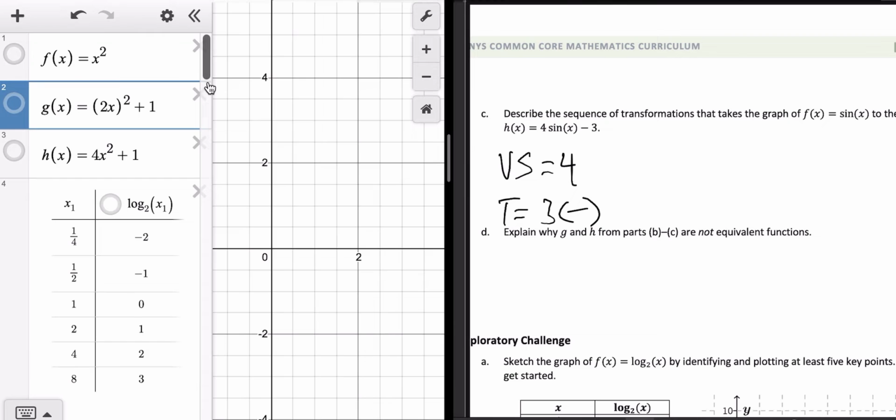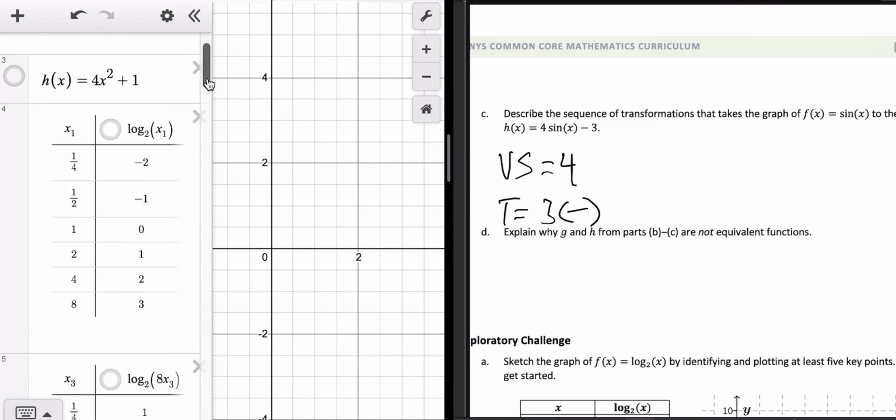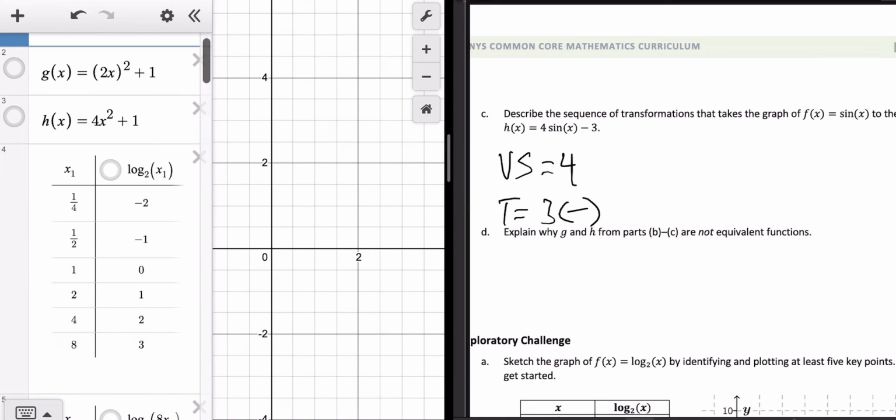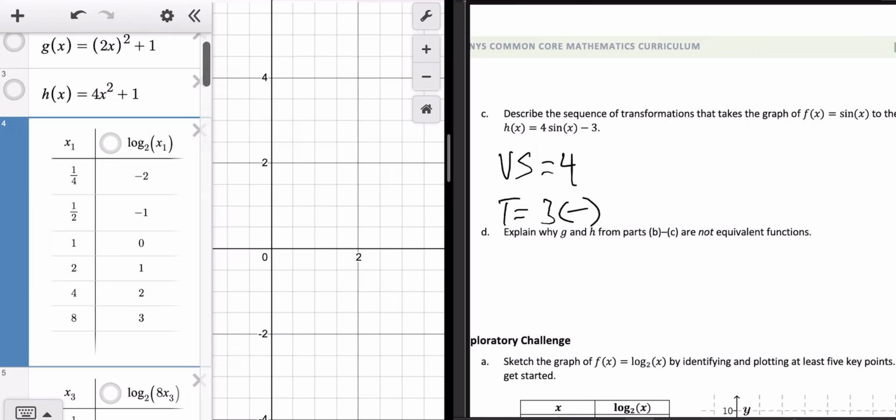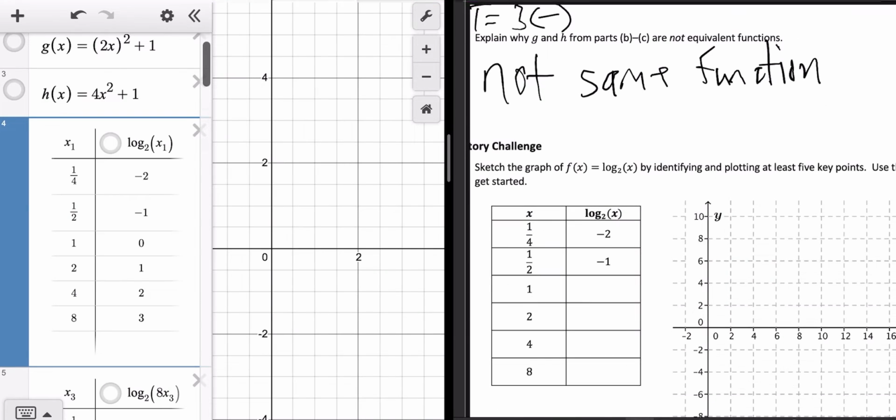So let me see if I did that over here. No, I did not. Okay. So they're not the same function. They're not equivalent. And that writing is awful on this, but sorry.